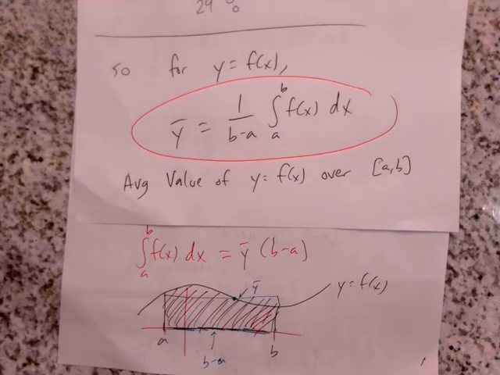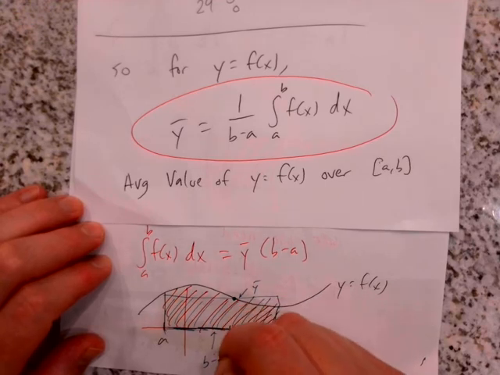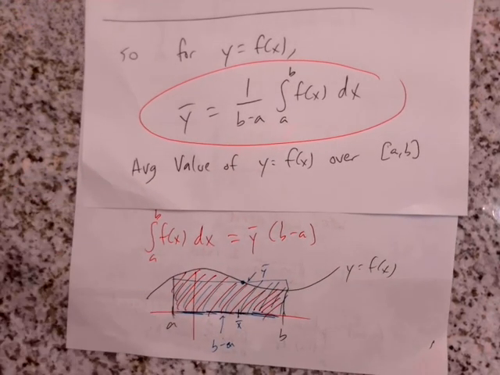You can turn any shape into a rectangle if you keep the base the same and make the height the average y value. And furthermore, if your function y is continuous, this average value is guaranteed to happen somewhere in between a and b. It's actually the mean value theorem. This is called the mean value theorem for integrals. But yeah, so we'll call that a day there.